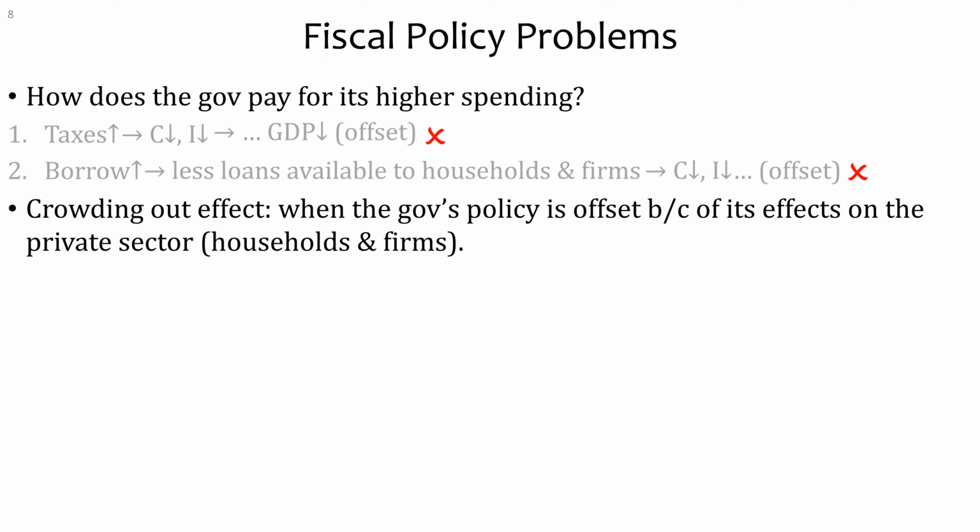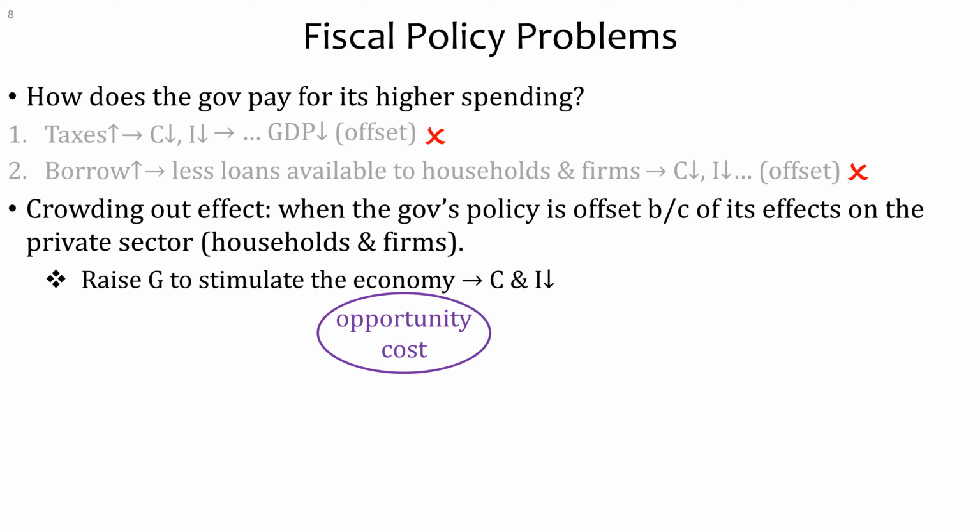This is called the crowding out effect, which is a really special term. That's when the government policy is offset because of its effect on the private sector. The gist of it is that more government spending results in less private sector spending. So when you raise government spending to stimulate the economy, it's going to result in less C and I, and there is an opportunity cost between them. That's going to defeat its purpose.